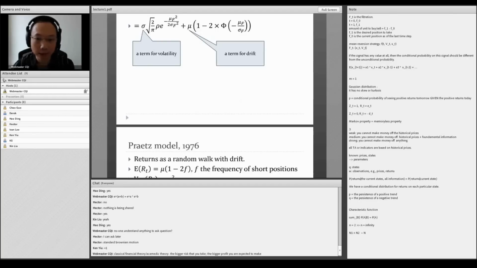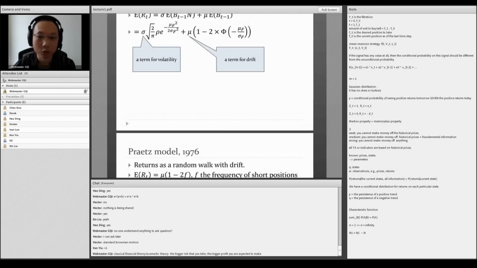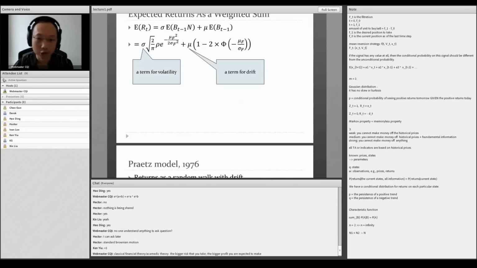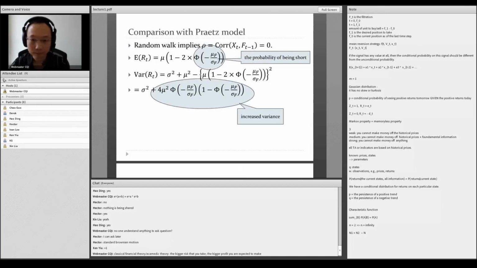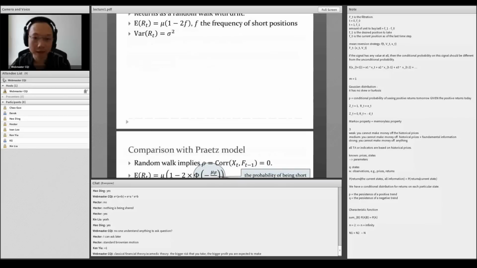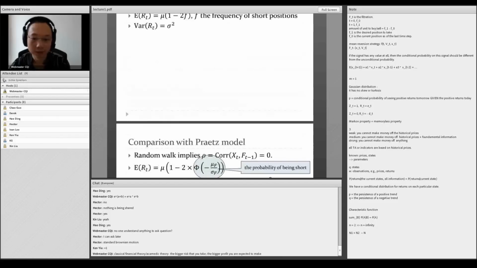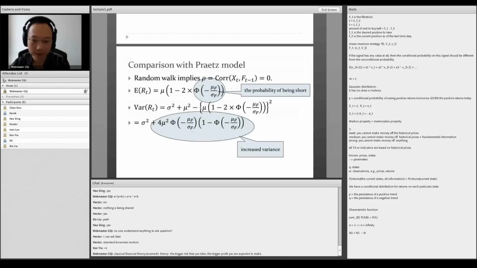Comparing the variance of the two models, before you only had sigma square, and now we have sigma square plus another term. So basically, the new model has a bigger variance than the 1976 model. But you see, qualitatively speaking, these two models have more or less the same conclusion.